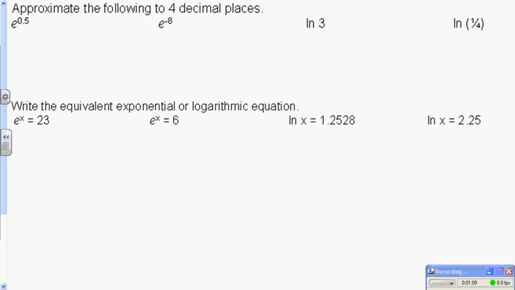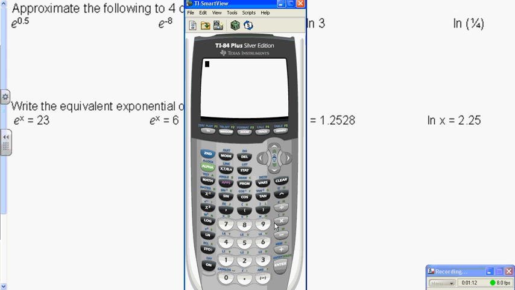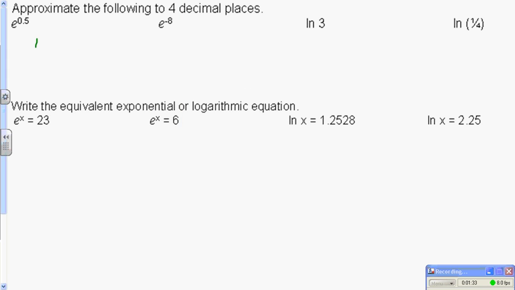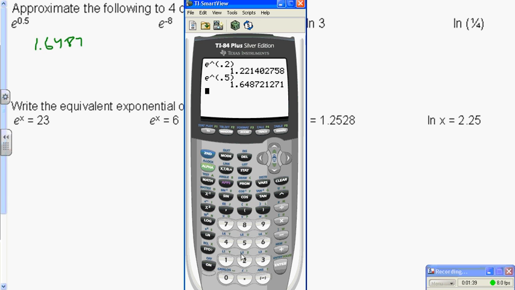So on our calculators, if we calculate e to the 0.5, we go second function, ln, 0.5, parenthesis, and we get, well, what did I write there? Sorry, 0.5, not 2. We get 1.6487. Now e to the negative 8: second function, ln, negative 8 for the power, parenthesis, there you go.